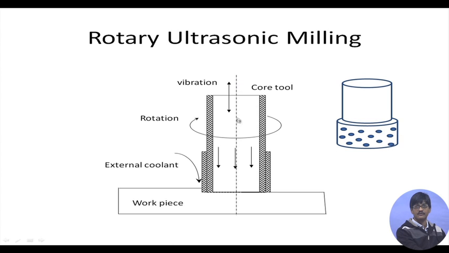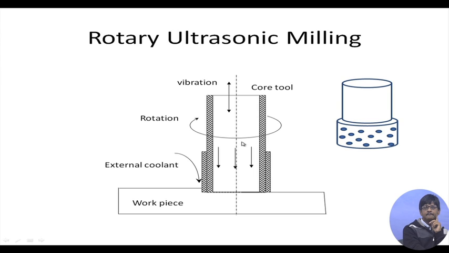Coolant is given from inside, and external cooling is also applied like this, and therefore, in addition to this sort of vibration, we are having rotational motion as well, high speed of rotation. Some people refer to rotary ultrasonic milling as simply ultrasonic machining plus grinding, conventional grinding. How is grinding taking place? Due to, by virtue of these abrasives.